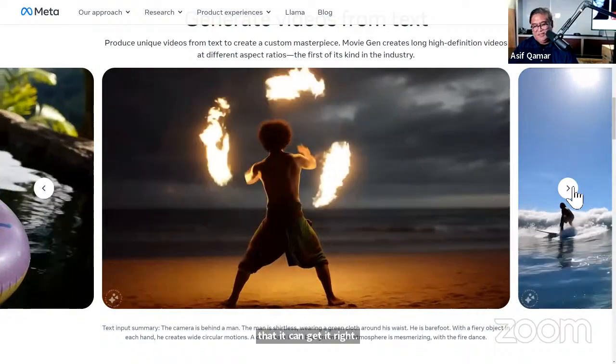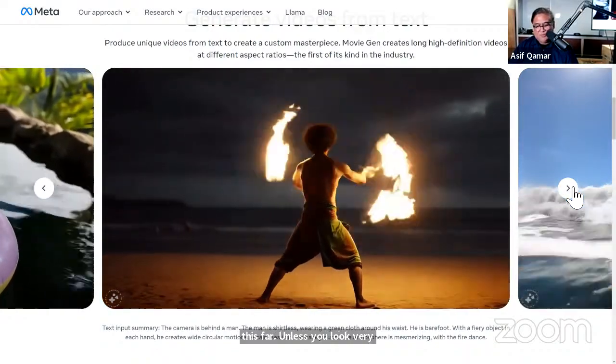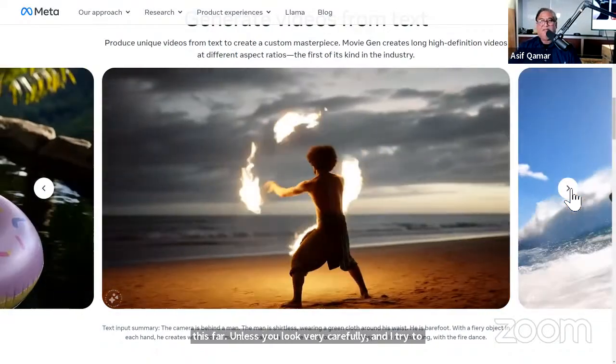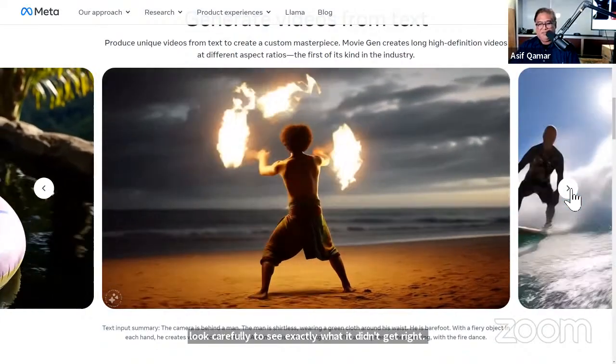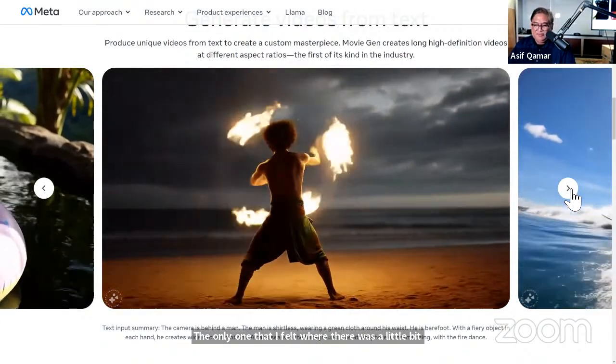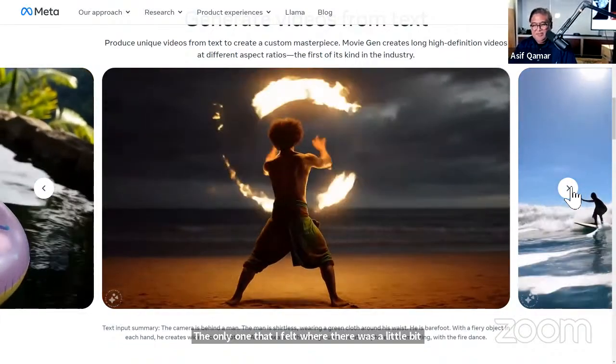Unless you look very carefully, and I tried to look carefully to see exactly what it didn't get right. The only one where I felt there was a little bit of artificiality was perhaps the lightning one, where the mountains looked a little bit too perfect.